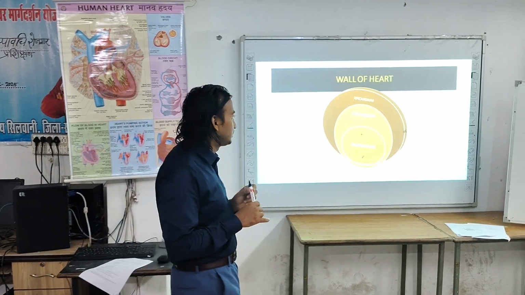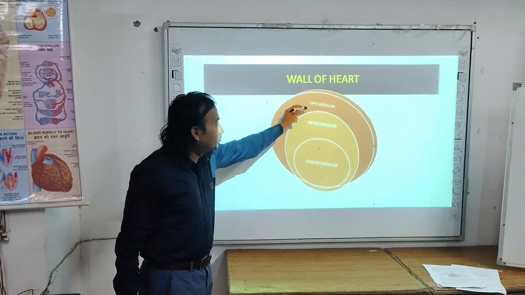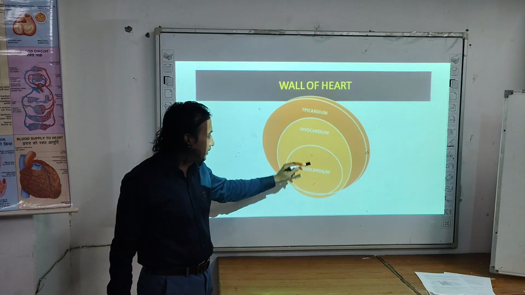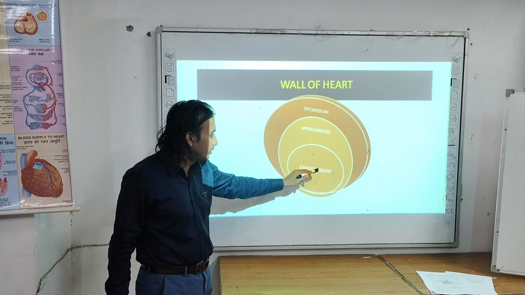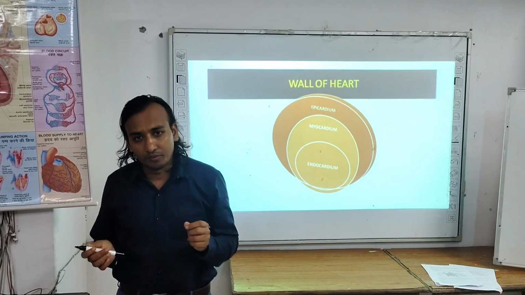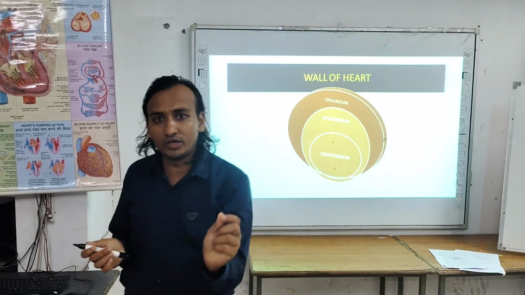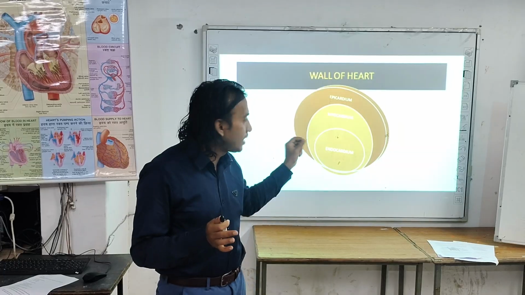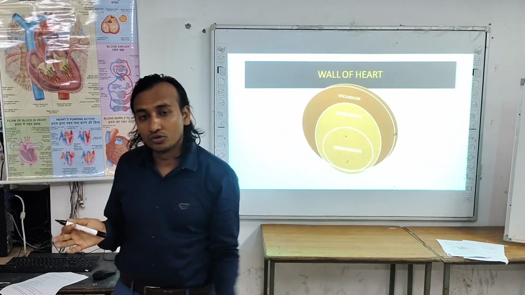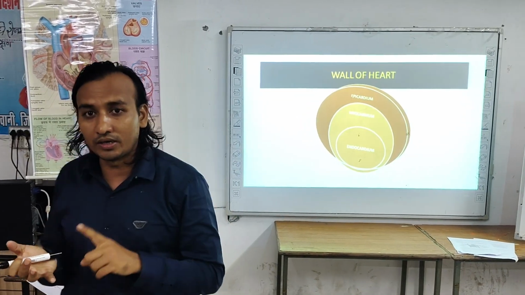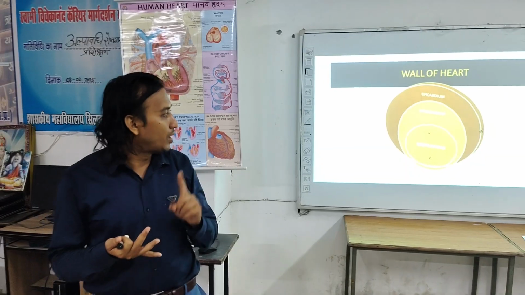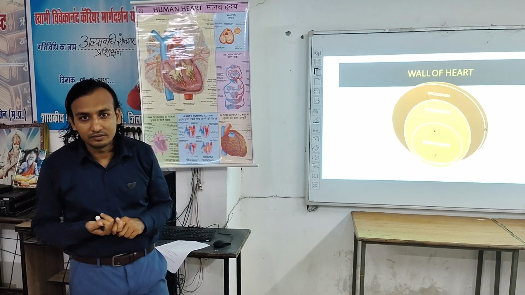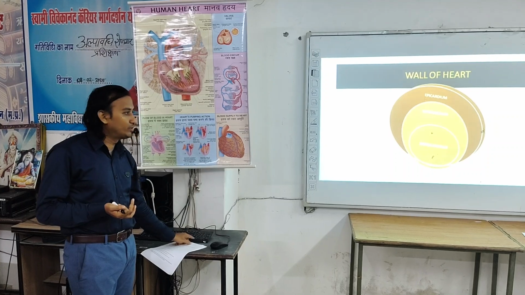In the same way, here you can see the outermost layer is called the epicardium, the middle one the myocardium, and the inside one the endocardium. We know that inside is always called endo, the middle one is always called myo, and the outer side is always called epi. So there are three layers. What are those? Epicardium, myocardium, and endocardium. Understood up to here? Yes, sir. Okay, we will move to the next.